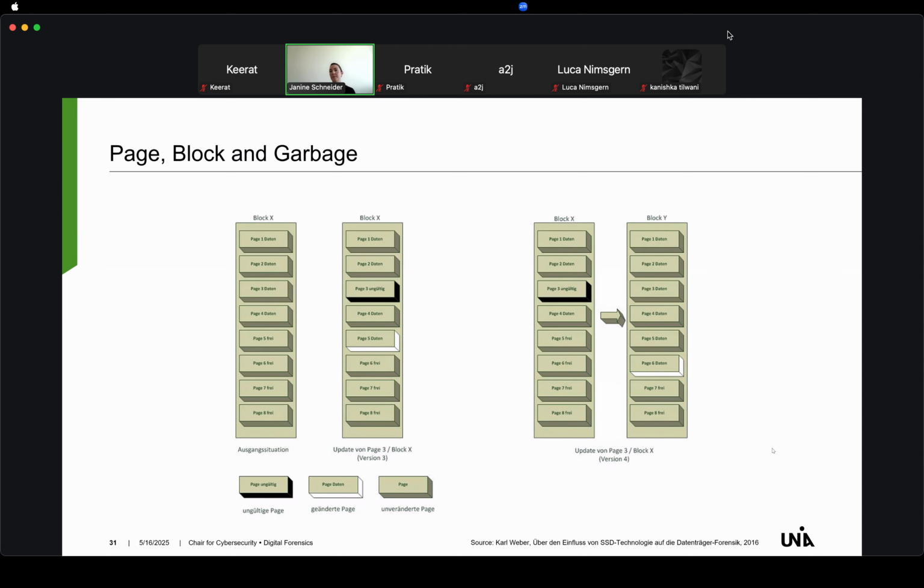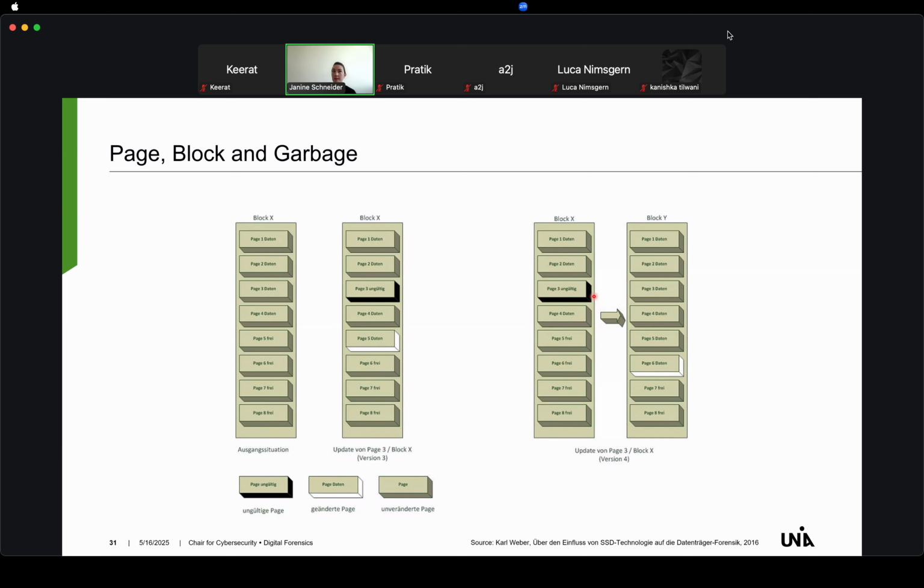Okay. Both of these things, garbage collection and wear leveling, are controller tasks. They work through proprietary algorithms. They also probably depend on the manufacturer. Yeah, so invalid pages, as page 3 here, are also interesting for forensics because they usually contain old data.